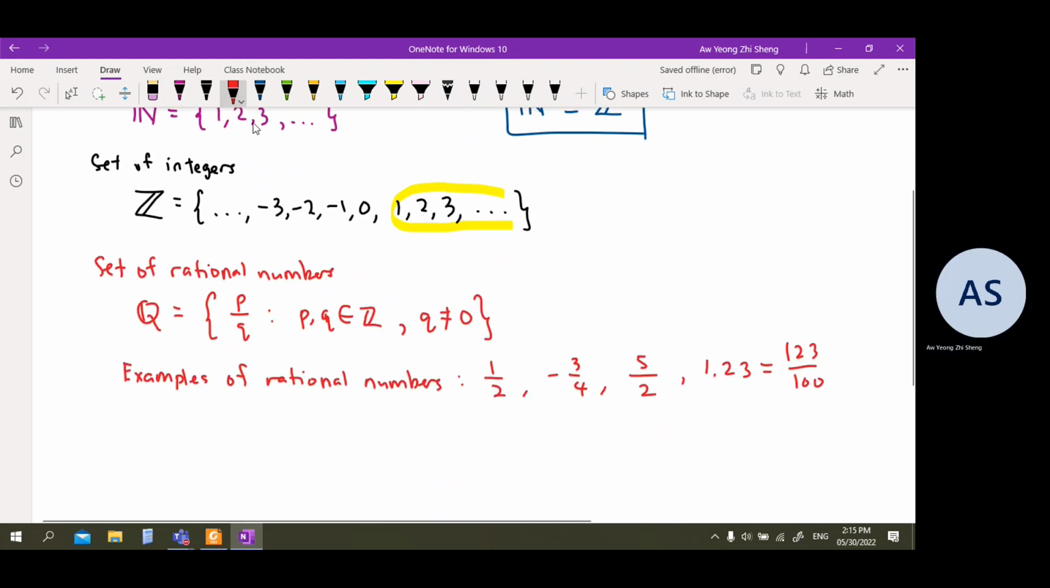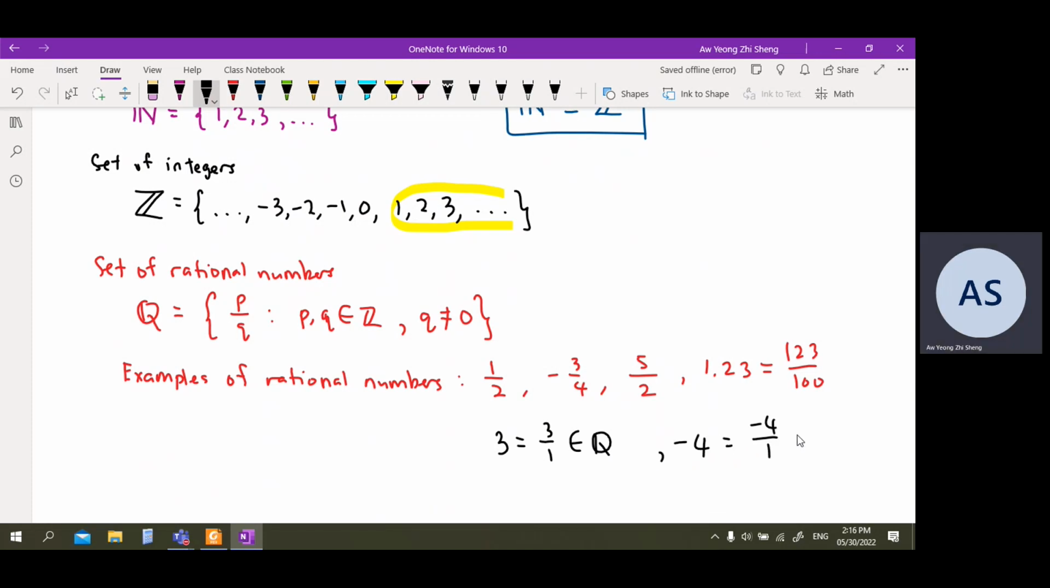Okay. Of course, all your integers are also rational numbers. For example, the integer number 3 can be written as 3 over 1, therefore it is a rational number. -4 can be written as -4 divided by 1, therefore it is also a rational number. Okay. Since all integers are rational numbers, we observe that the set Z is contained in the set Q. Z is a subset of Q.